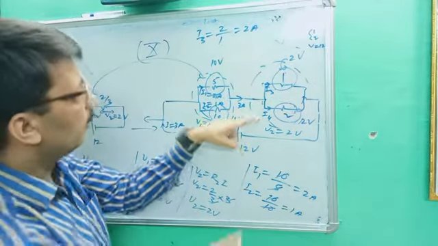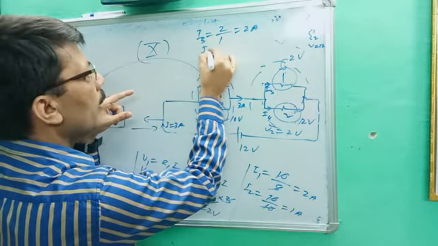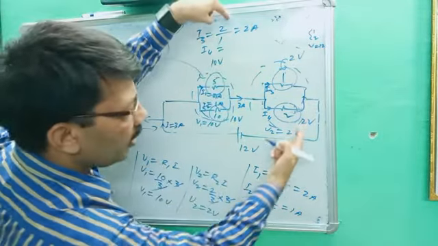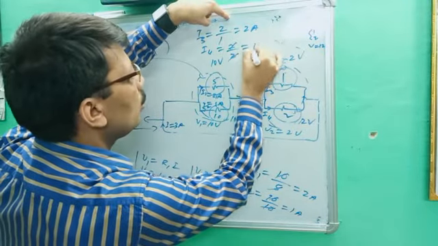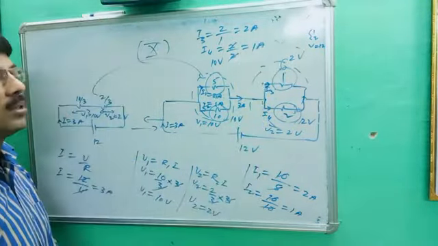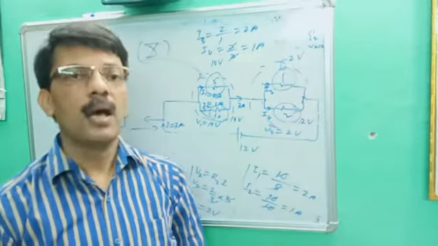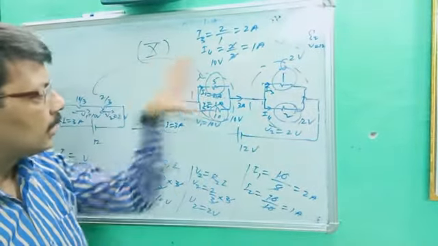What is I4? I4 is equal to V upon R. V is 2 upon resistance, which is again 2. 2 cancel, you will get 1 ampere. So this is the distribution of voltage and current for the given complicated circuit.